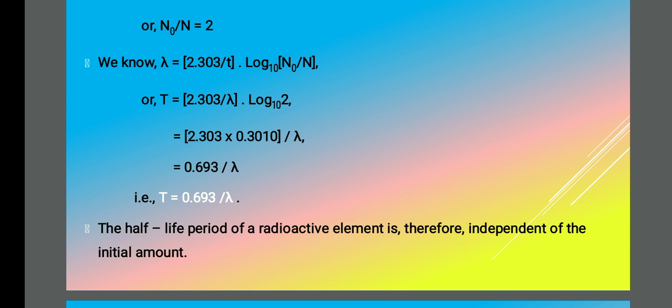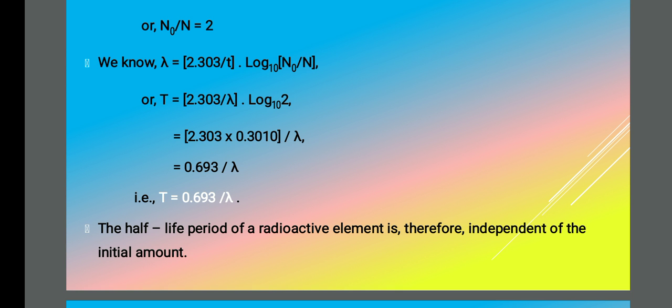Where we were putting t, we now put lambda, and lambda is modified as t. Is it okay? So if it is lambda you are calculating, you put t down. If you are going to calculate t, that is the half-life period, you put lambda down. So the equation becomes t equals 2.303 divided by lambda into log N0 by N, which is nothing but log 2. So the equation becomes 2.303 into 0.3010, which is the value of log 2, divided by lambda.